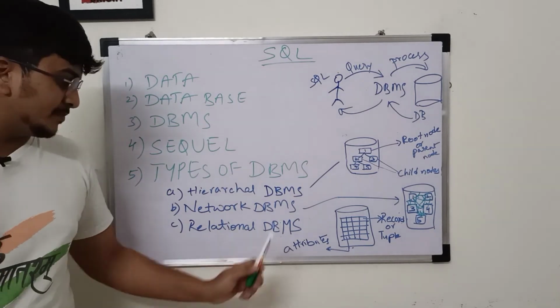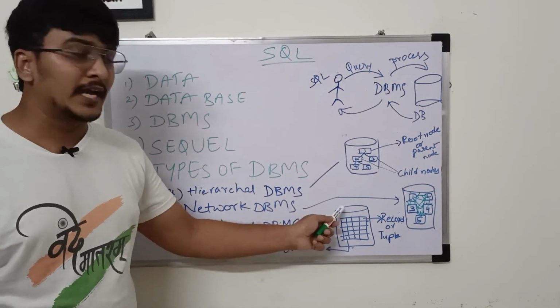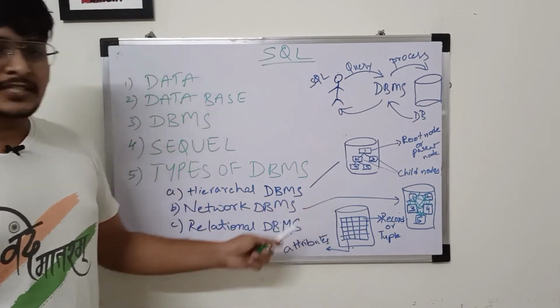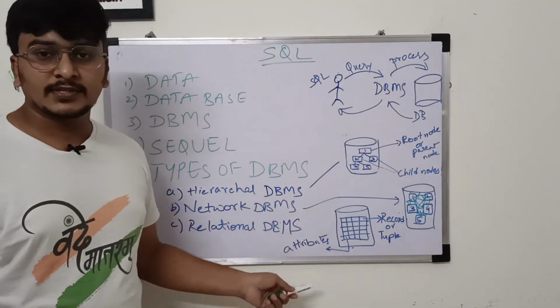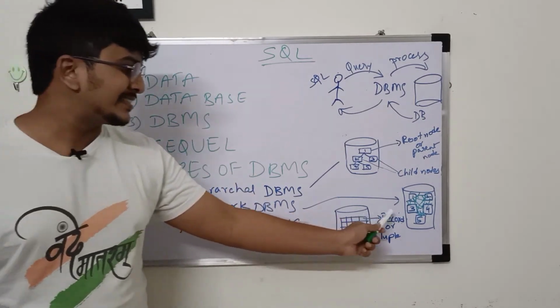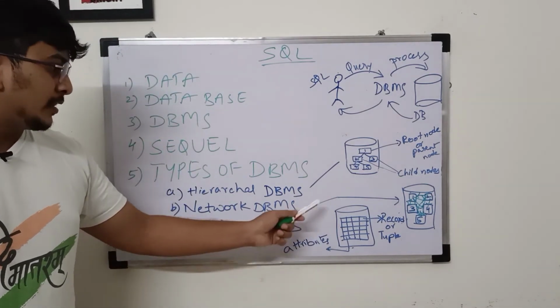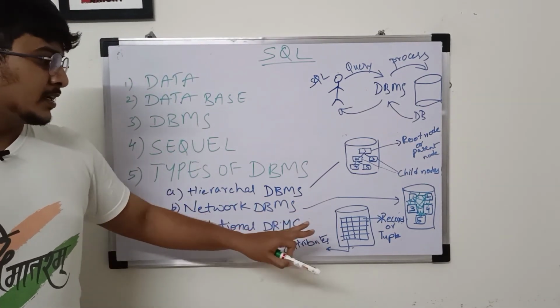In this, the information is stored in the form of a table. In the table there are rows and columns, and the information is stored in rows and columns. The rows are called records or tuples, and the columns are called attributes. The whole table is made of rows and columns only.